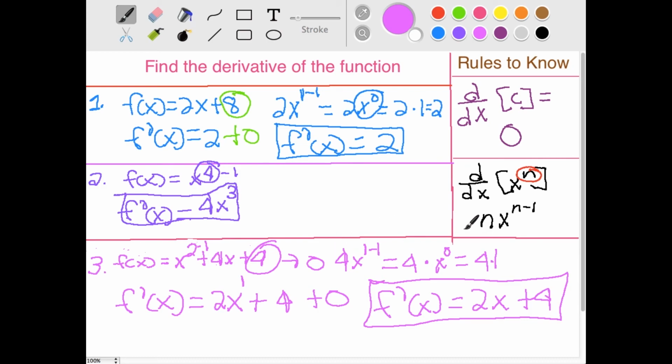As you can see, we've applied the power rule to these 3 problems, as well as the constant rule to number 1 and number 3. Well, that's how you take a derivative, and I hope you've conquered this subject.